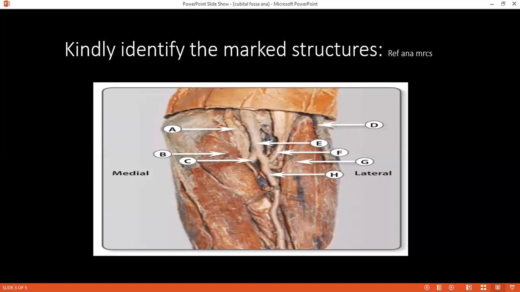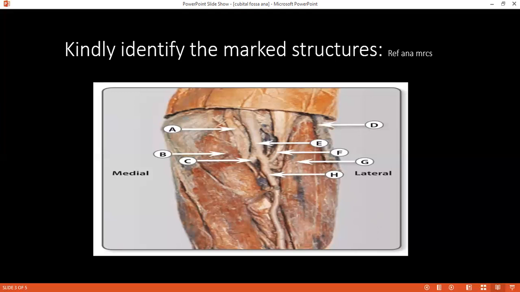Okay. Can you please tell me if you can identify flexor digitorum profundus? C is the profunda brachii artery. Yes. Flexor profundus, where would that be located? Okay, we'll come back to that later.